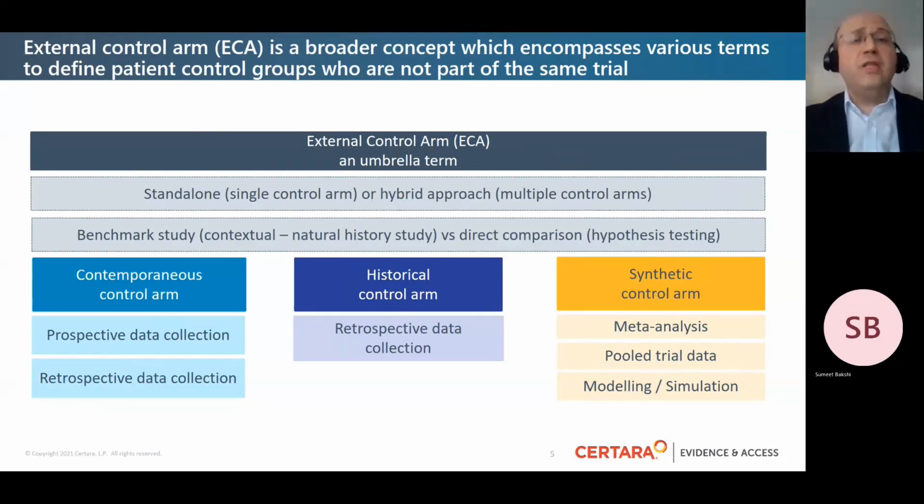Depending on clinical context and context of regulatory requirement, all these studies can be benchmark studies, which will provide contextual comparisons via, for example, natural history studies, or could involve direct comparison via direct hypothesis testing. All these trials also could involve a single control arm or multiple control arms via a hybrid approach. Multiple control arms could be a combination of different types of external control arms, for example, historical control arm and synthetic control arm, or a combination of external control arm with a traditional control arm in an RCT to increase efficiency of the trial.